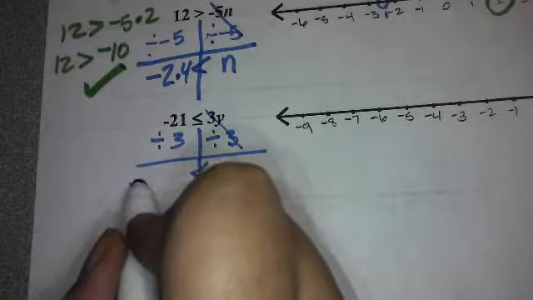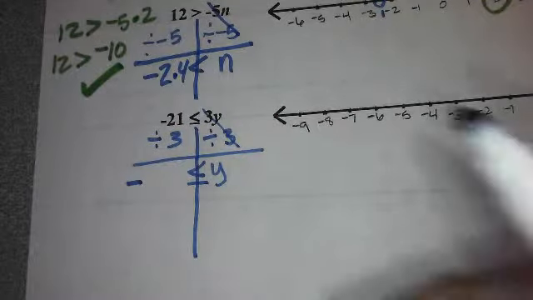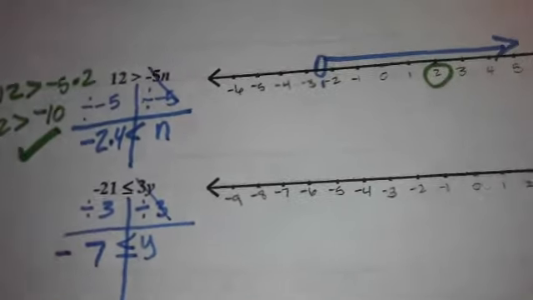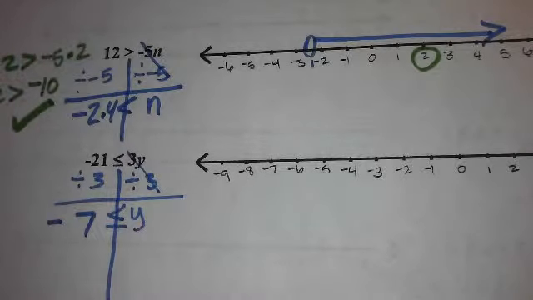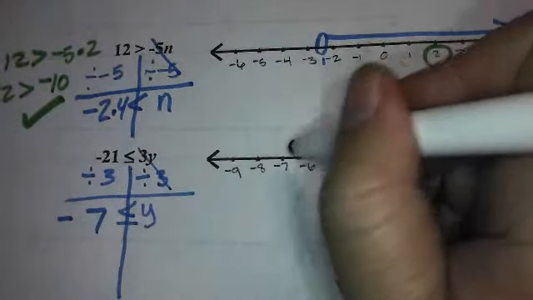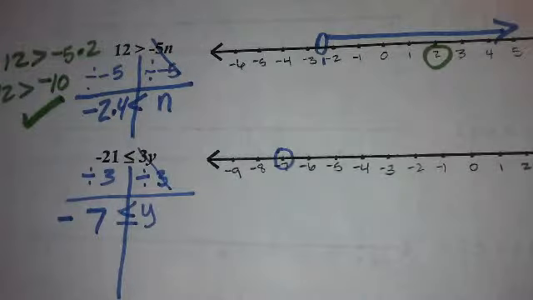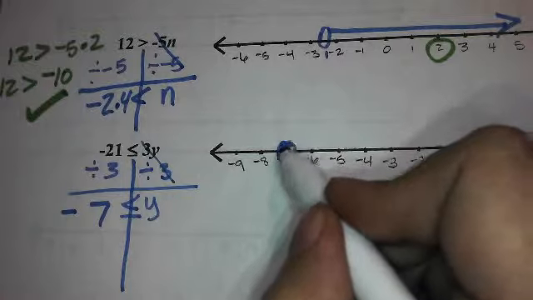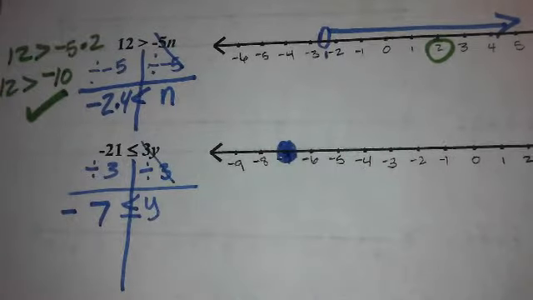Negative divided by positive is a negative. 21 divided by 3 is 7. So my solution is -7 is less than or equal to y. Let's go and graph this. Go to -7 on the number line, put a circle. Notice that in the inequality sign there's that equal part. That means -7 could be your solution, so you're going to shade in the -7. That's called a closed circle.